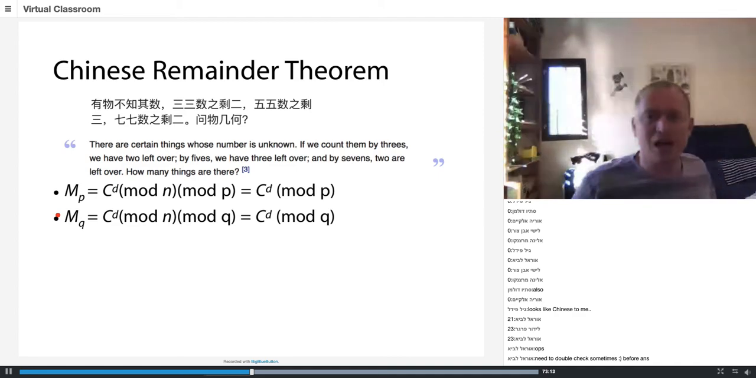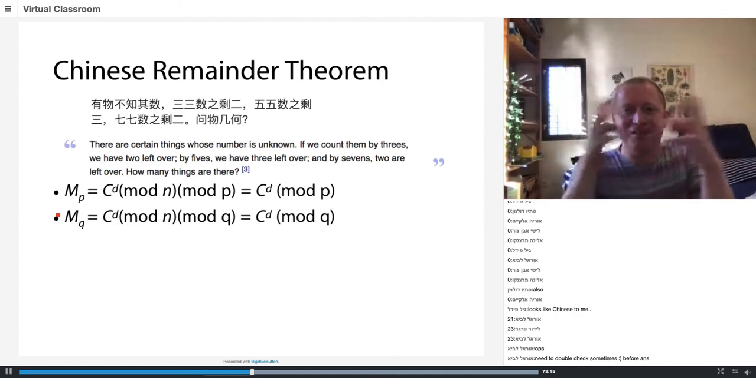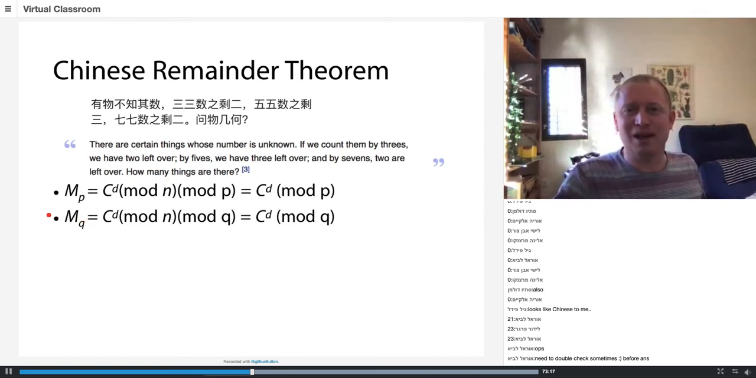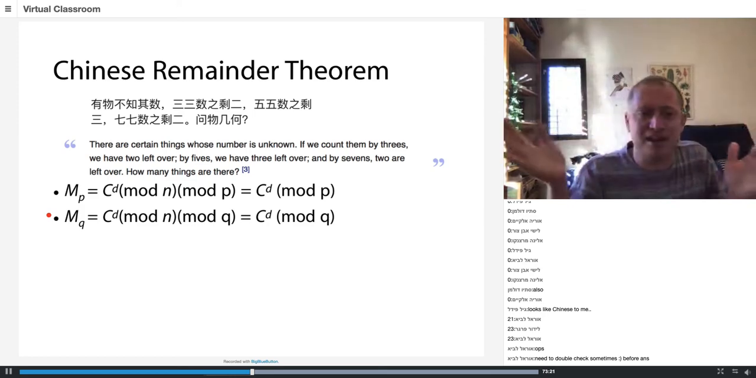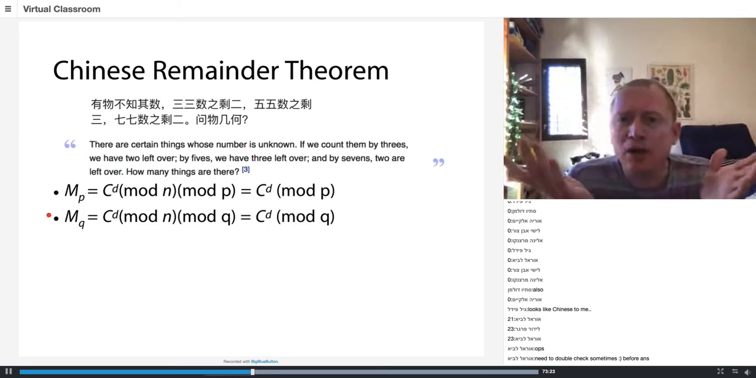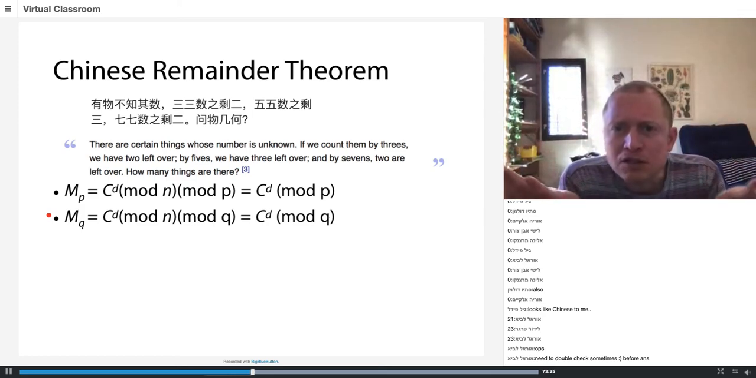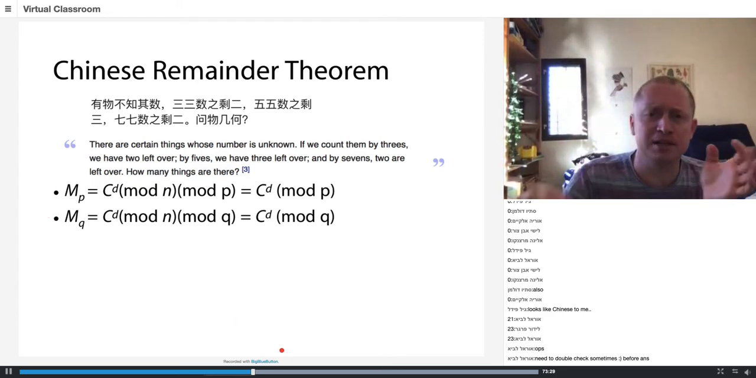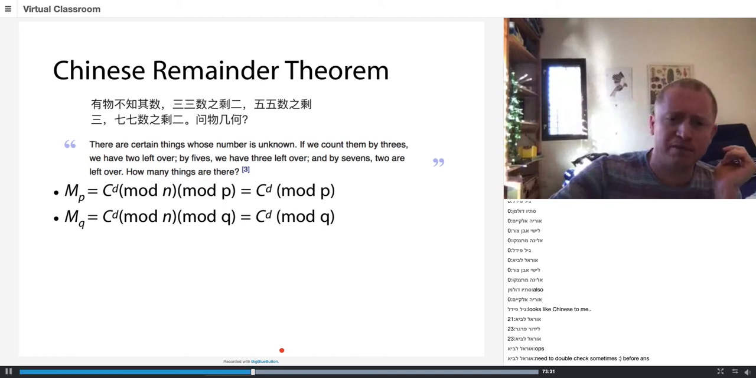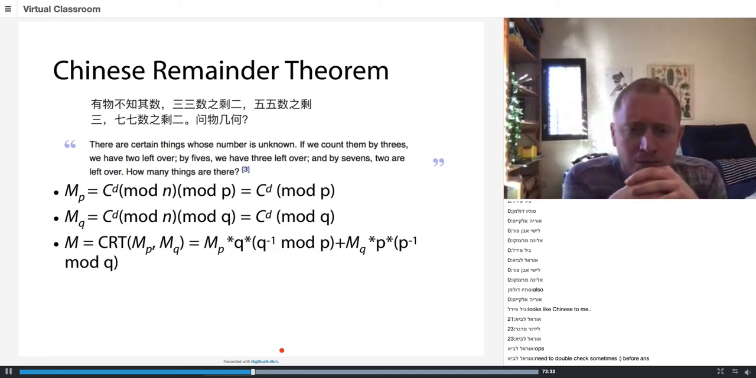And all I need to do now is combine these two values somehow to get this m, this big M, which is a number between 0 and n. How do I do that? I just open my handbook and I see how the Chinese remainder theorem is implemented. I look at my Handbook of Applied Cryptography, and this is the equation which is written there.